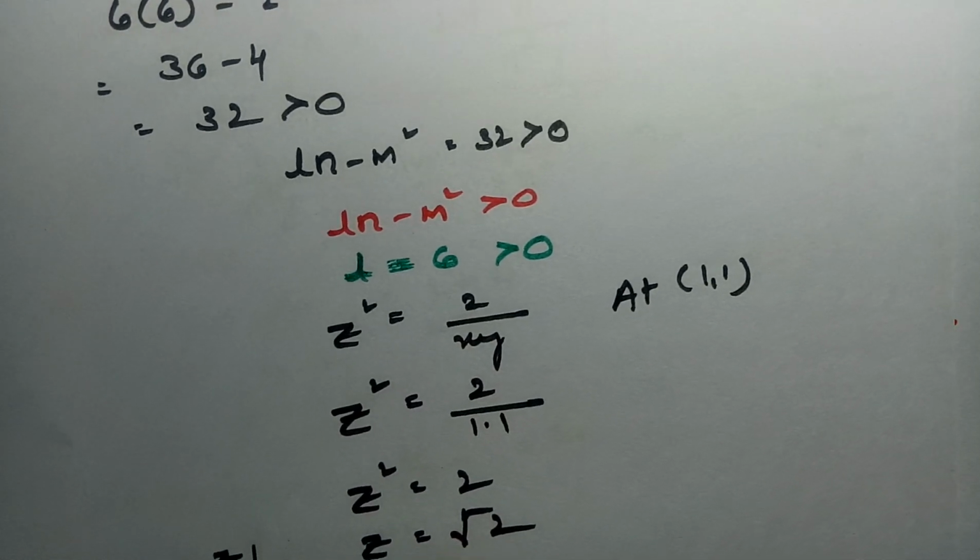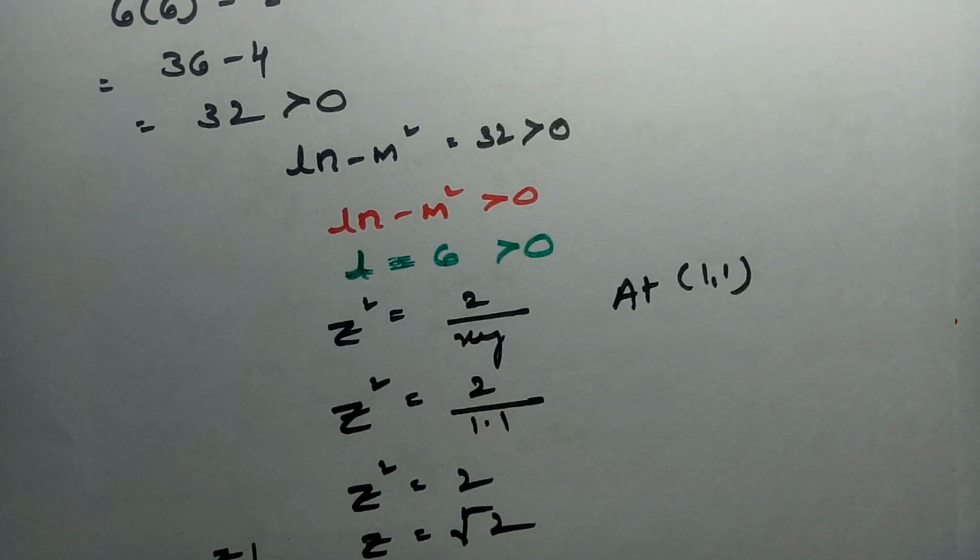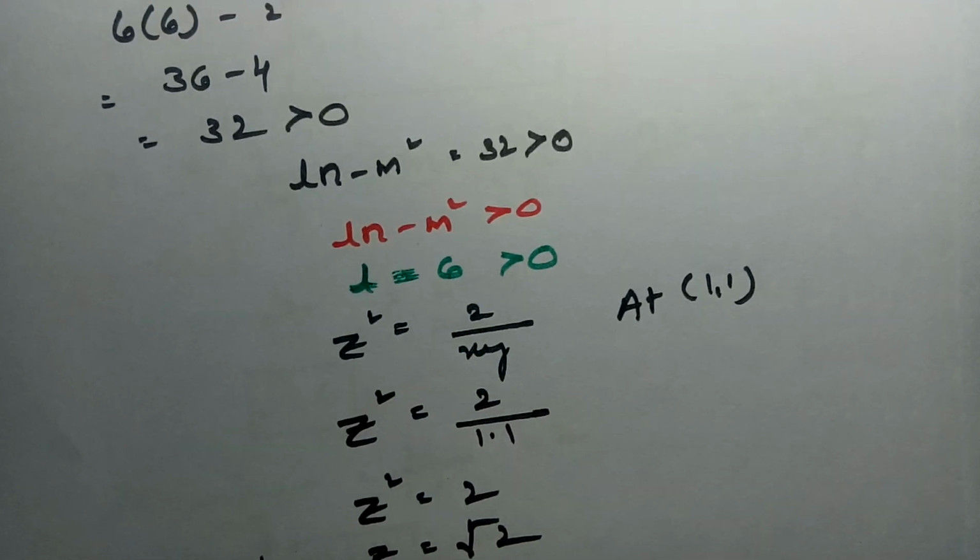If you see my previous videos, I have given a clear working rule. So if you follow that working rule, this will be very easy. So we got the shortest distance from the origin to the surface xyz² = 2 as 2. So this is the shortest distance.